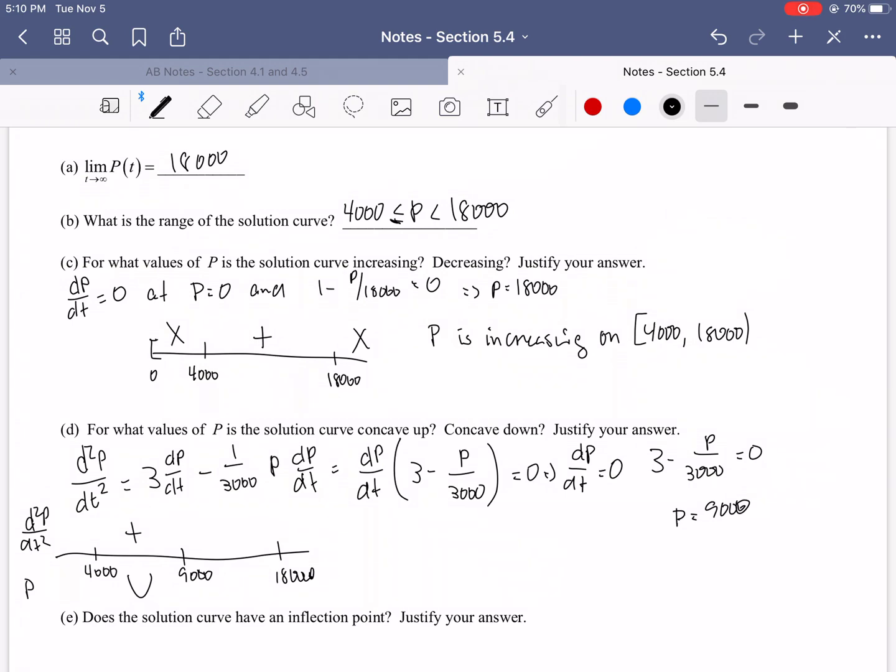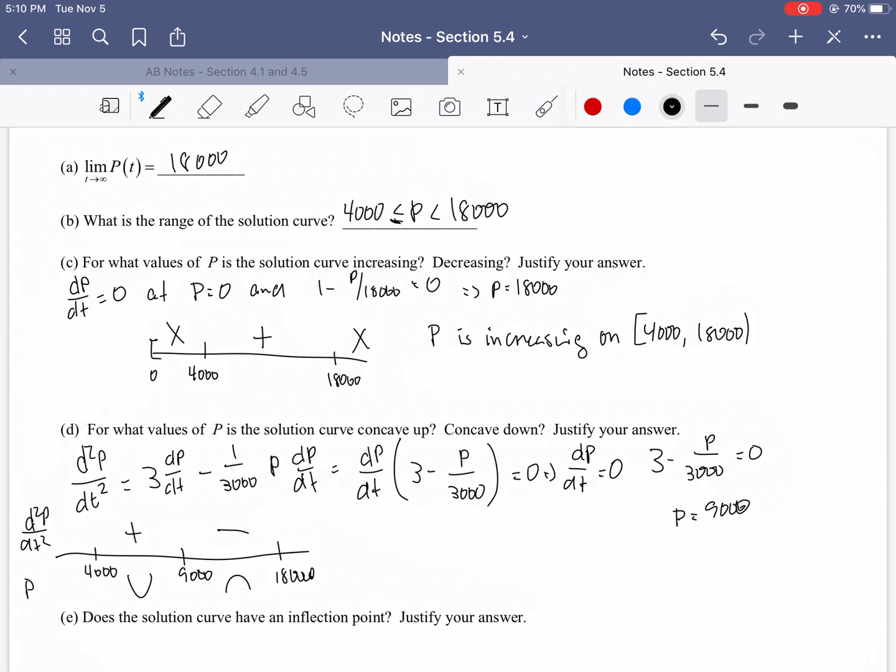If I plug in something that's bigger than 9,000, let's say 10,000, then in that case dP/dt is going to be positive again, because of what we discovered up here. And then 3 minus 10,000 over 3,000 is going to be a negative value. And so this is going to be negative and concave down.